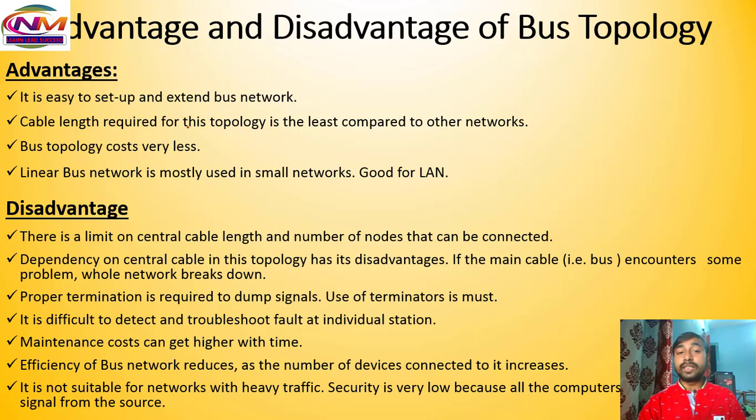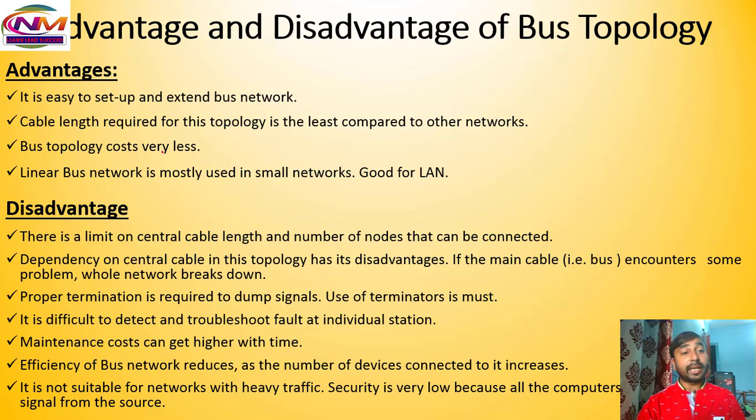Cable length required for this topology is the least compared to other networks. Right now you do not know about other topologies, but when you learn about them, you will see that here the cable length required is very little, because it's only a central bus and from there it connects to the different computers. The topology costs very little because each and every machine is connected by a single cable. So the cost is very low.